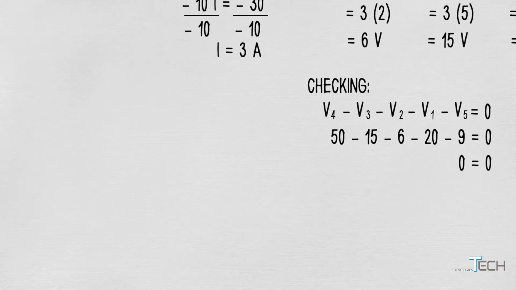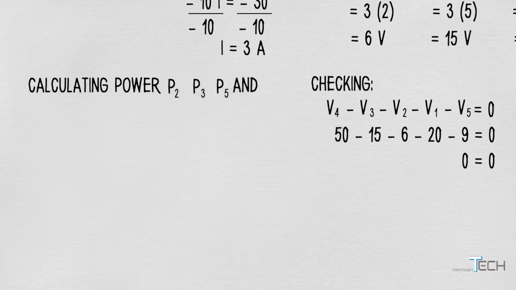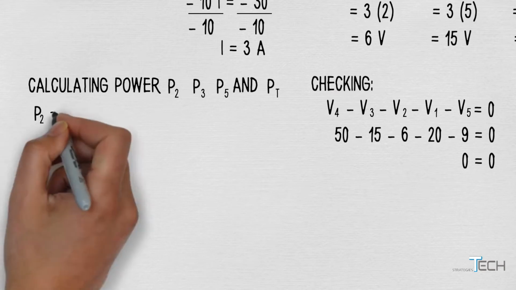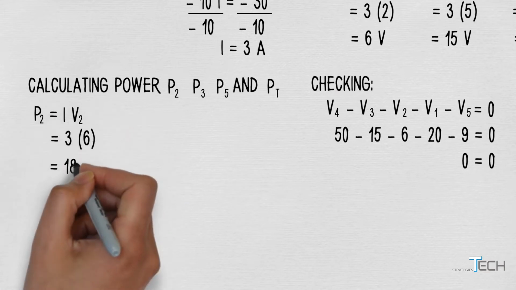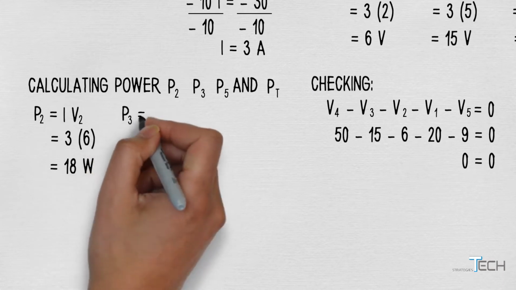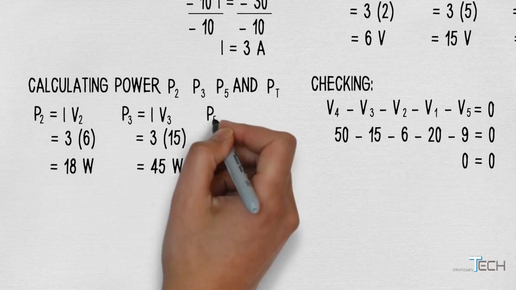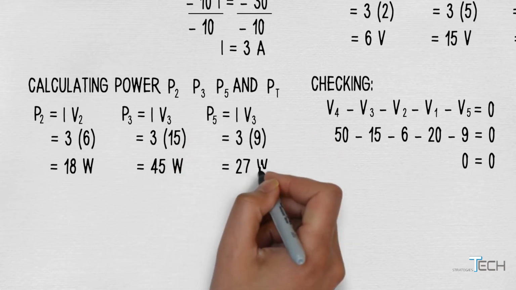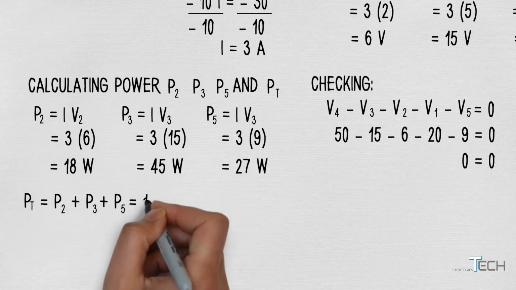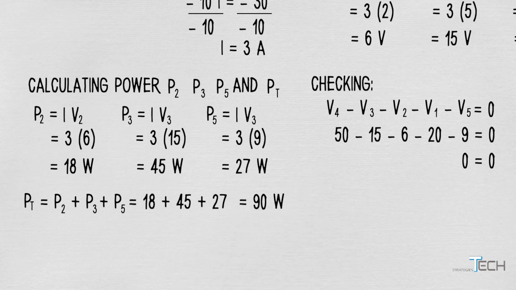If in case you want to calculate power, P2, P3, and P5, and the total power, here is the calculation. P2 equals I times V2 equals 3 times 6 equals 18 watts. And P3 is equal to 3 times 15 equals 45 watts. P5 equals 3 times 9 equals 27 watts. And adding these three will give us the total power of 90 watts.